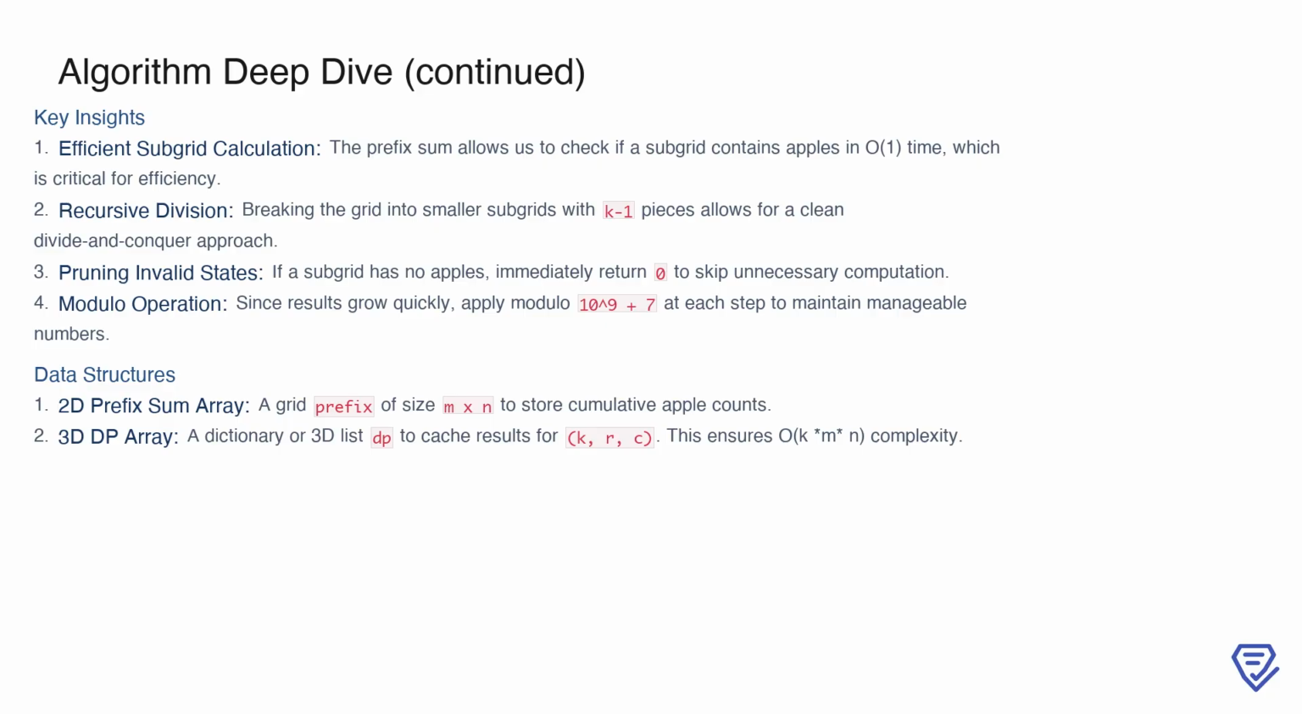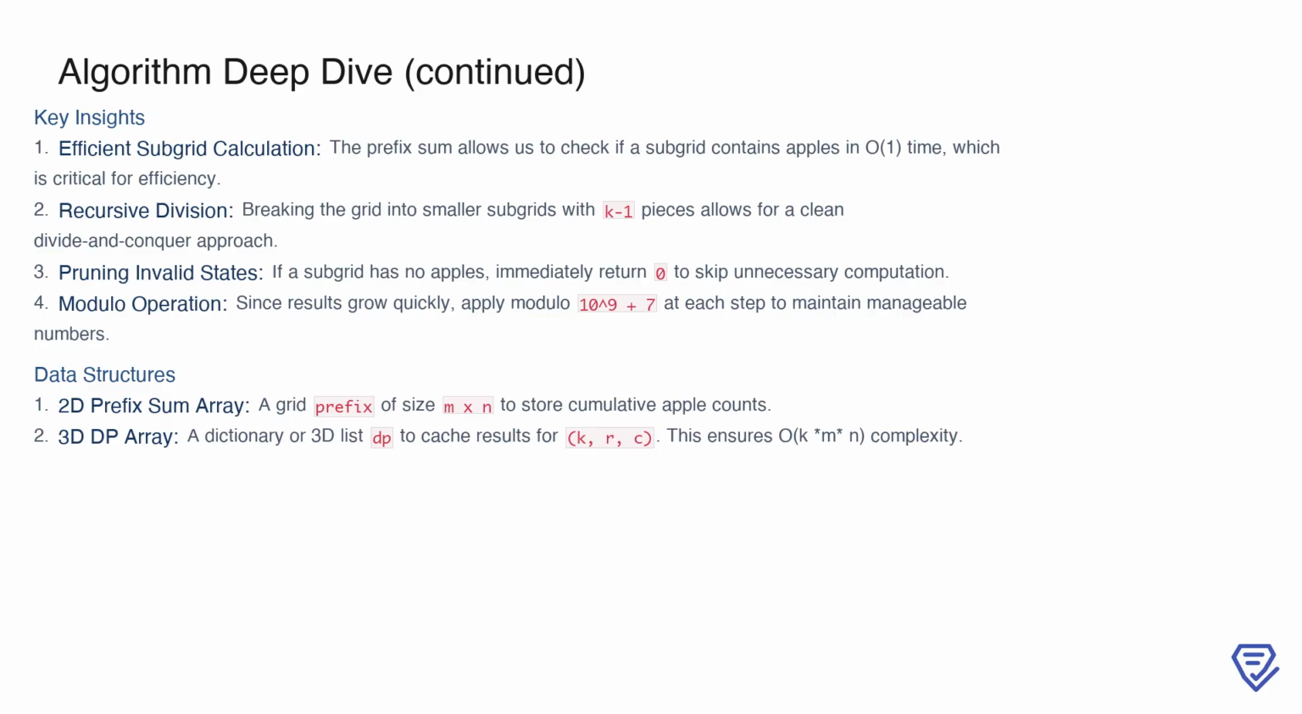Third, we can prune invalid states early on. If a subgrid has no apples, we immediately return 0, skipping unnecessary computations. Finally, as the results of the calculations can grow quickly, we apply the modulo operation with 10^9 plus 7 at each step to keep the numbers within a manageable range.